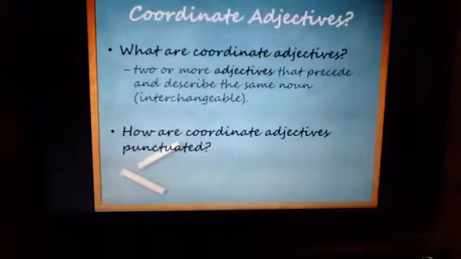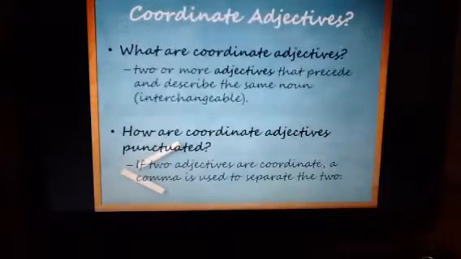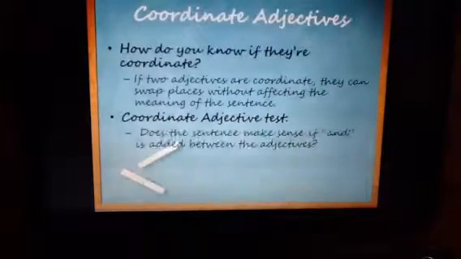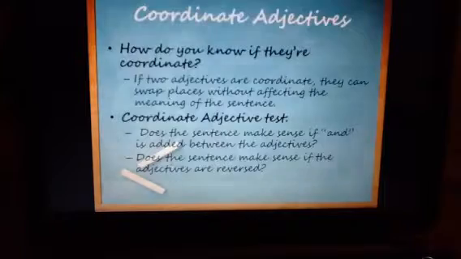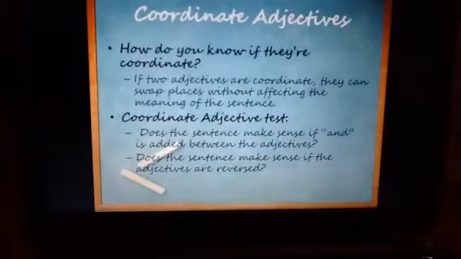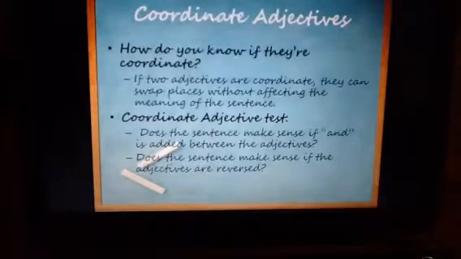One thing that's important about coordinate adjectives is that they are punctuated a certain way. So if adjectives are coordinate, they have to have a comma to separate them within a sentence. Alright, so how do we know if adjectives are coordinate or not? Well, there's two tests that we can do. One is by placing the word "and" between the two adjectives. If you can put "and" between the two adjectives and the sentence still makes sense, then it is coordinate. But you also want to try the second test, which would be to swap the adjectives in the sentence, so reverse them. If the sentence still makes sense with the adjectives reversed, then yes, you have coordinate adjectives.